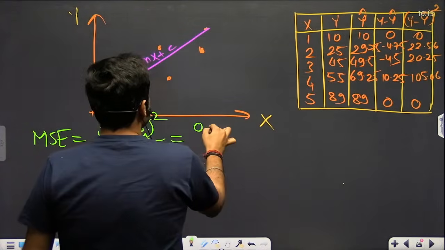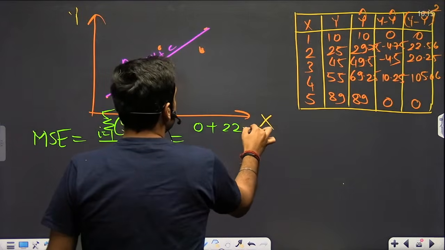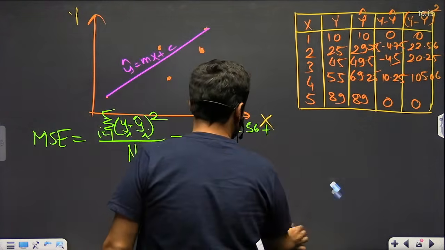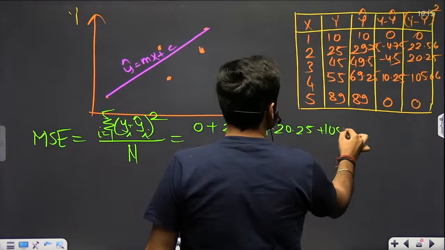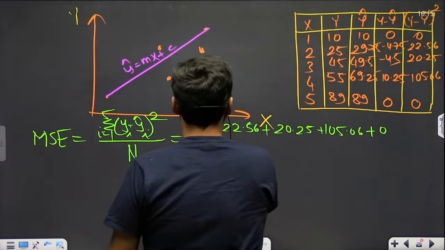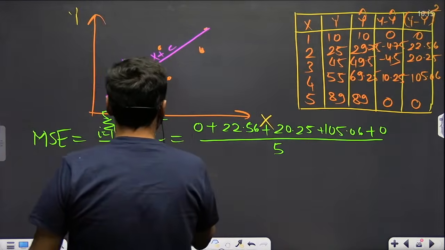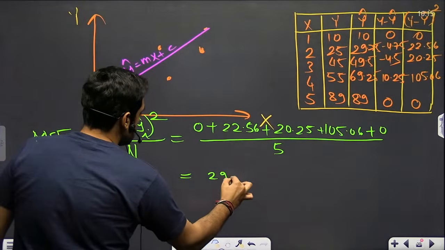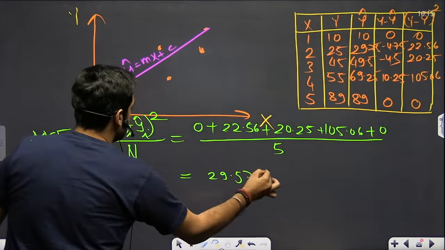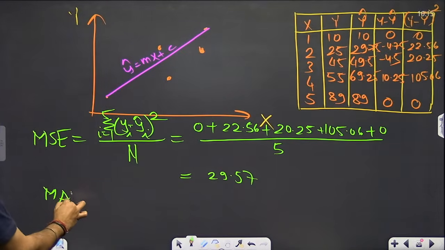I would be adding all these things: 0 plus 22.56 plus 20.25 plus 105.06 plus 0, upon a total of 5 points. So what is the value of MSE that I would get? It would be around 29.57. And I have to calculate the MAE value.